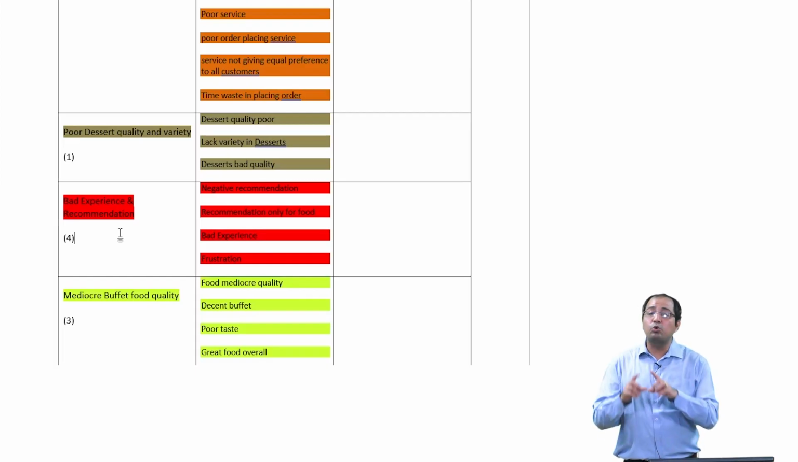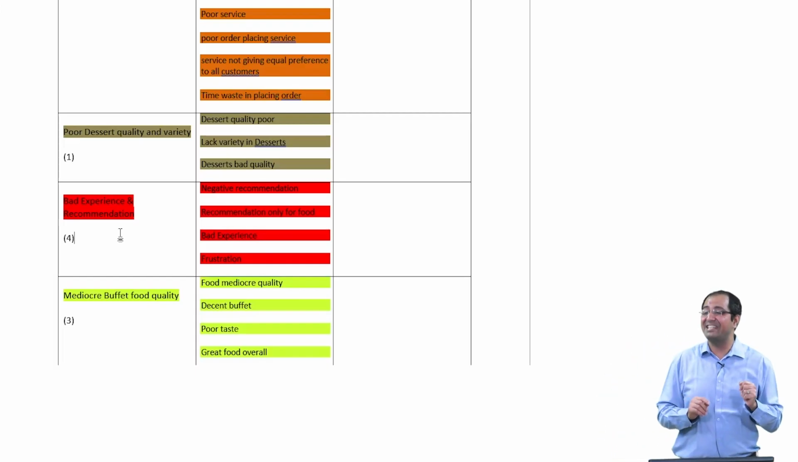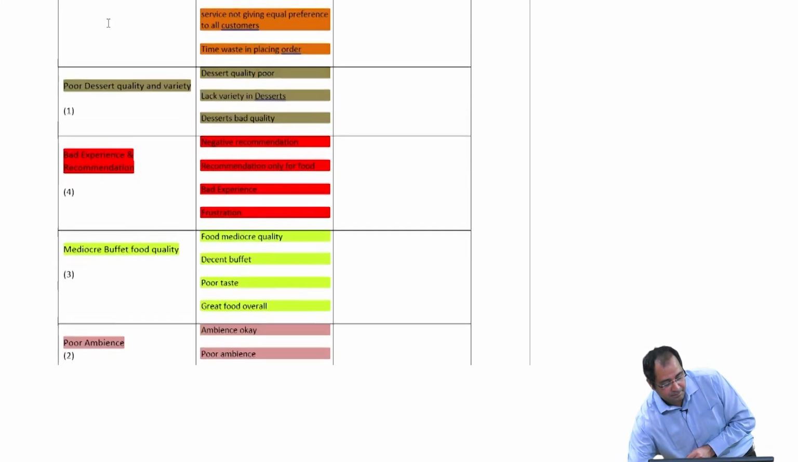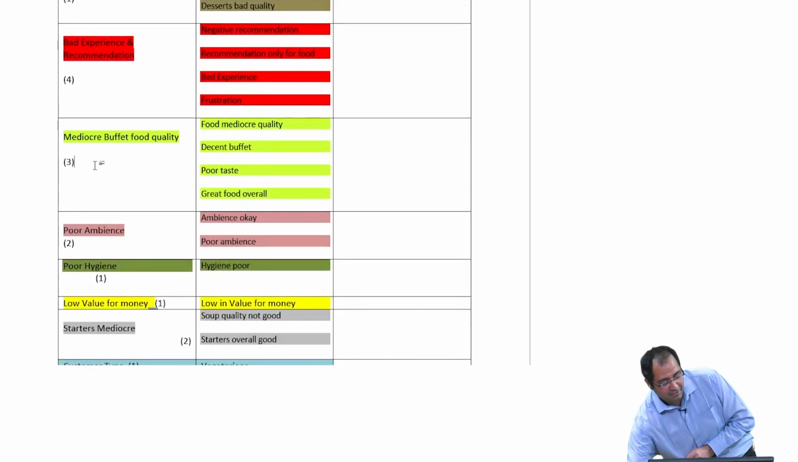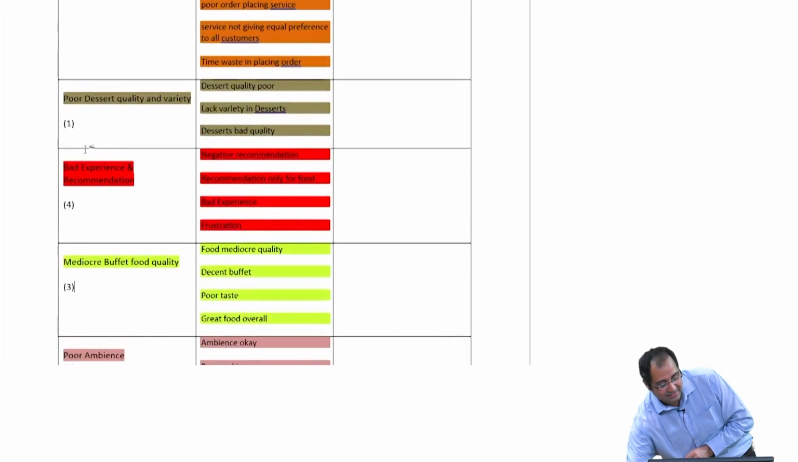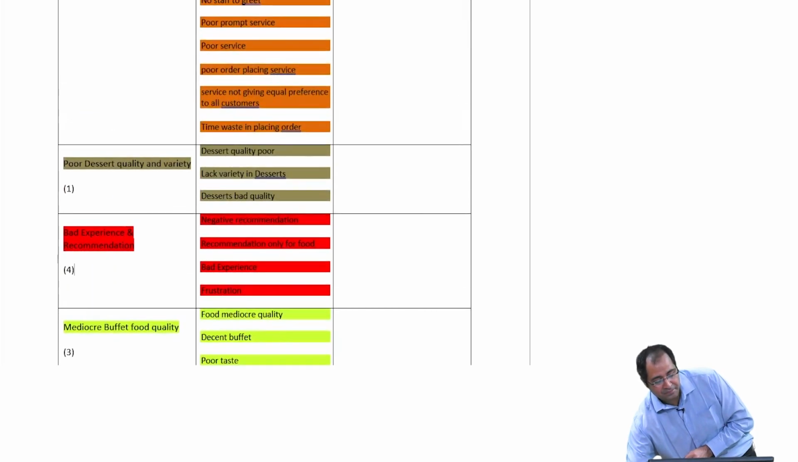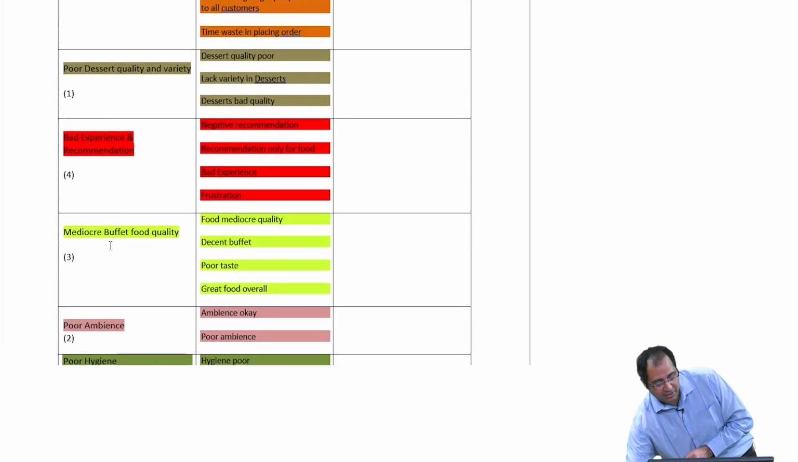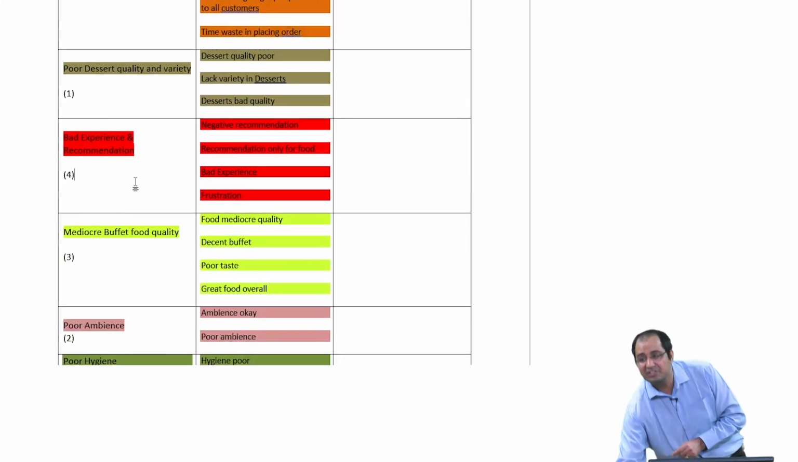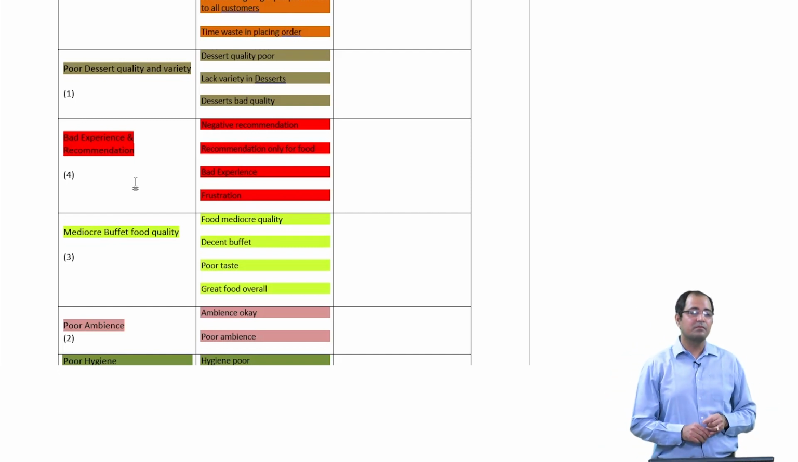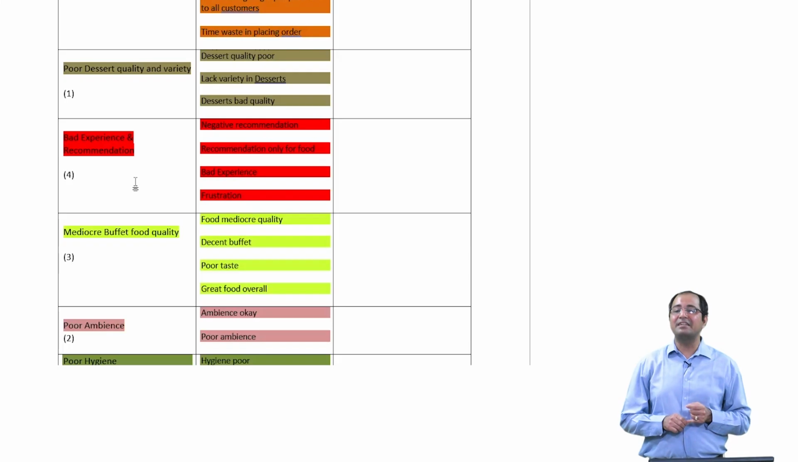Now in this case, you could also see the relationship between variables if you want to. So you have poor service quality, mediocre buffet food quality, both are 3, and bad experience and recommendation coming from 4. Which means poor service quality and mediocre buffet food quality might be leading to bad experience and recommendation. So in a way you can also tentatively look at the relationships.